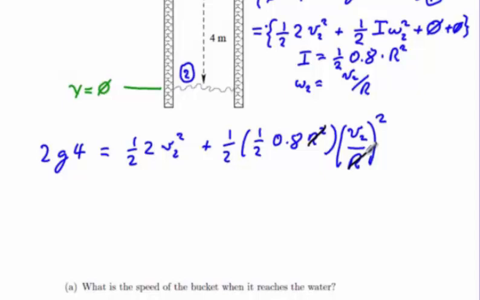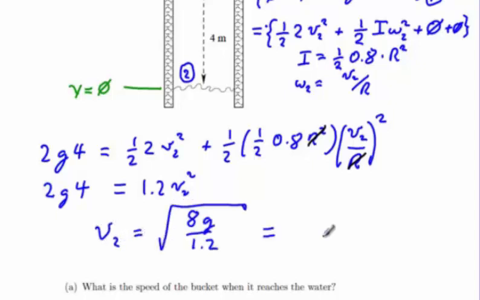0.8 over 4 is 0.2, so that the right-hand side simplifies to 1.2 times velocity 2 squared. And plugging in the numbers, we find a velocity of 8.08 meters per second.